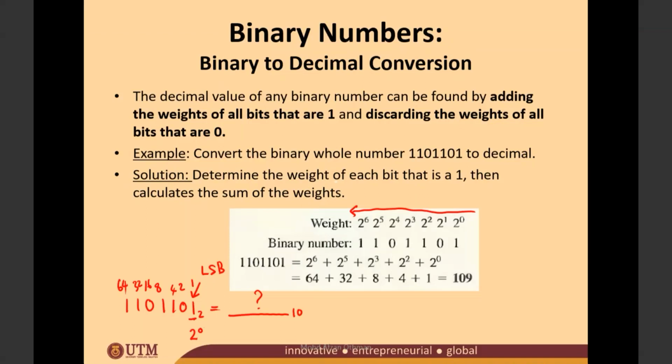Okey, so kamu dapatkan dulu dia punya weightage. Okey, lepas tu nak buat apa? Tambahlah. Tambah yang mana yang ada 1 je, yang dia punya bit 1. So 1 tambah dengan 4 tambah dengan 8 tambah 32 tambah 64 dan kamu akan dapat 109. So this is a jawapan dalam bentuk decimal. Okey, so daripada binary nak tukar kepada decimal, kamu kena darabkan dia punya weight, dia punya pemberat.